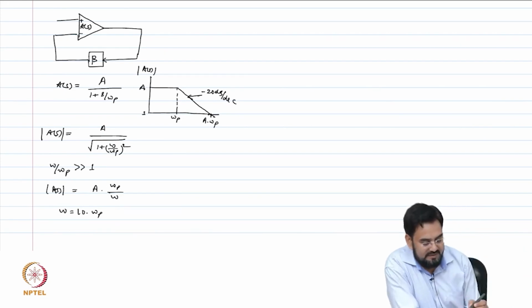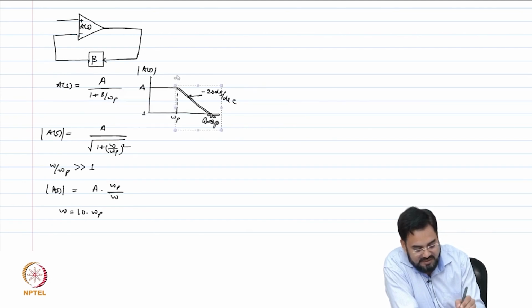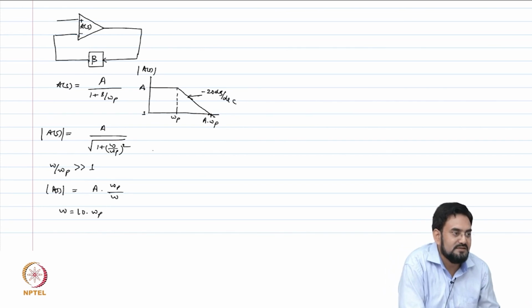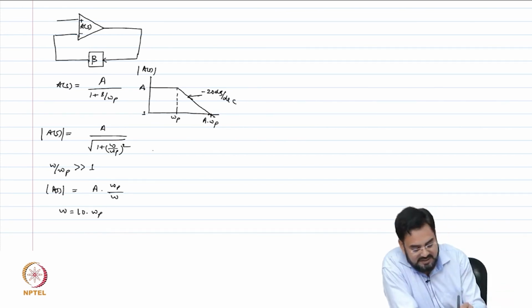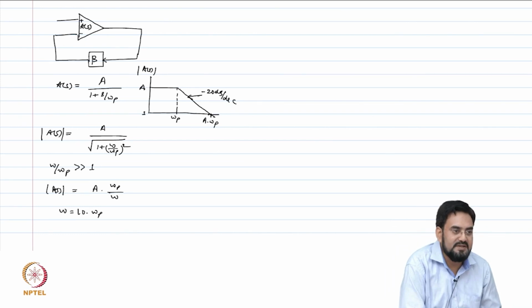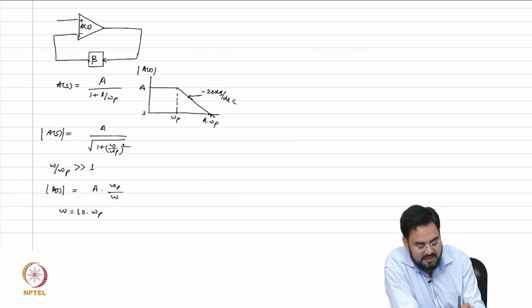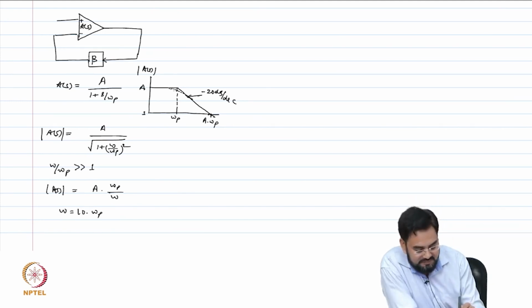But at the pole frequency, where here we are assuming that your gain is A, if you put omega equal to omega p, this will have a square root 2 factor, which means the gain will drop by 3 dB, and that's why we call it the 3 dB frequency. In the Bode plot, ideally we show it like this, but in reality it's going to be like this. You will have a gain of A over square root 2.